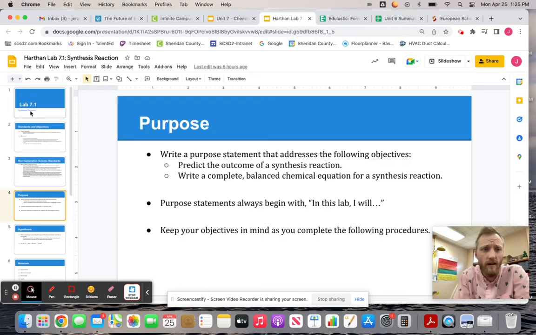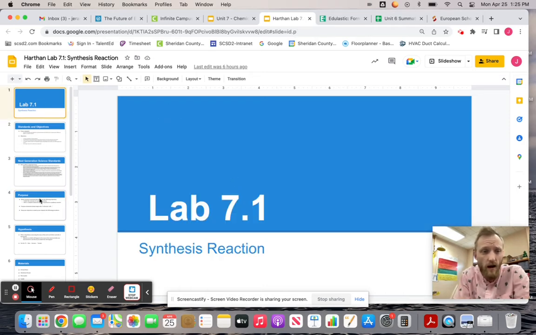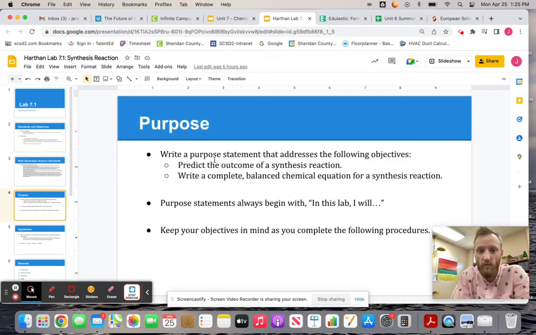So, first thing, make sure again you have your title, your name, and purpose statement. In this lab, we'll be able to predict the outcome of a synthesis reaction, and then we'll be able to complete and balance a chemical equation for a synthesis reaction.